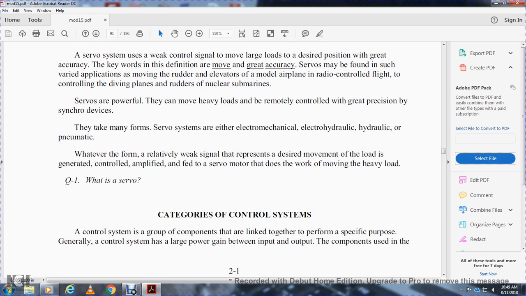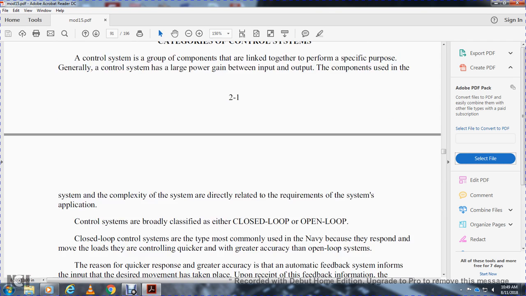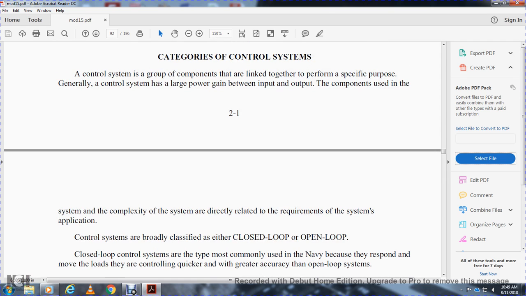A control system is a group of components linked together to perform a specific purpose. Generally, a control system has a large power gain between input and output of the components used, and the system complexity is directed by the requirements of the system. Applications of control systems are broadly classified into two types: closed loop and open loop.